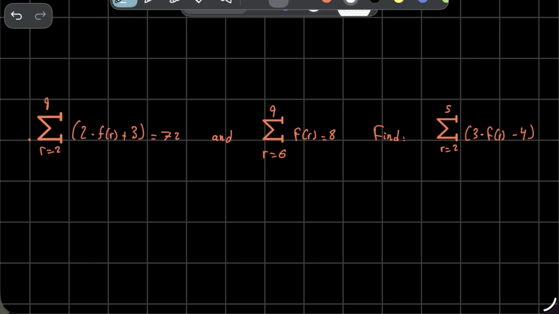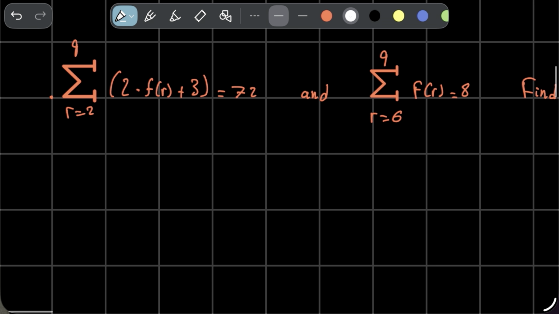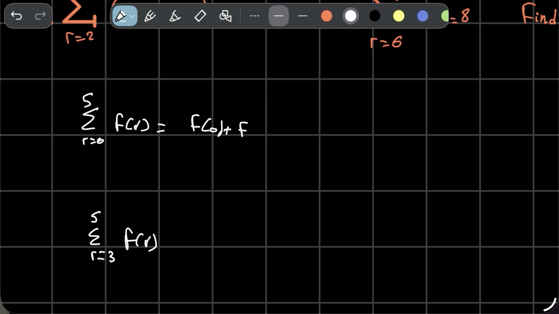Now first, let's see if we have something like sigma r equals 0 to 9 of fr, and let's say we have another sigma of r equals, let's say, 3 to 5 of fr. Now what is this equal to? This is equal to f0 plus f1 plus and so on, plus f5.